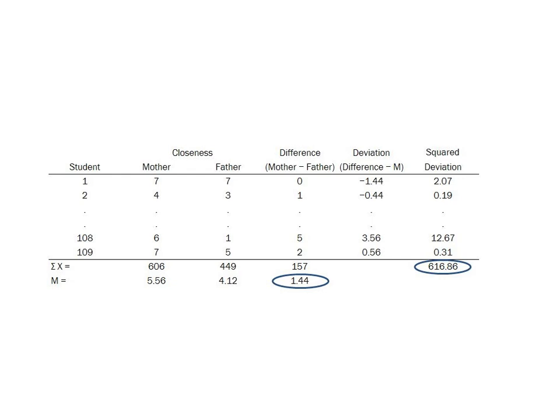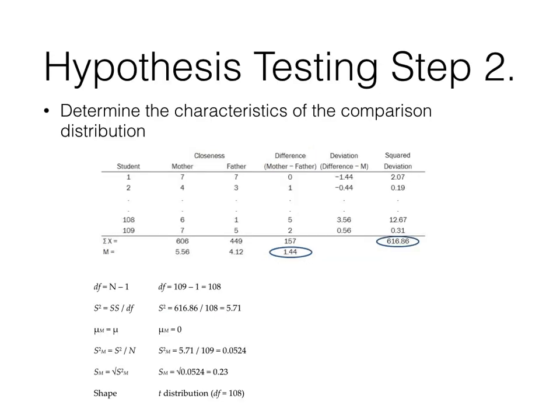The key things that we need to know, though, are what's in circles. And so the circle here is that the mean difference between fathers and mothers is 1.44. So on average, people are rating mothers a little bit higher than they are their fathers in closeness. And the sum of squares here, our squared deviation sum, is 616.86. Okay? So we can take those numbers now and finish out step 2, determine the characteristics of the comparison distribution. We want to know, for instance, the degrees of freedom. So degrees of freedom is n-1. So in this case, it's 109 minus 1, 108. So there's our degrees of freedom.